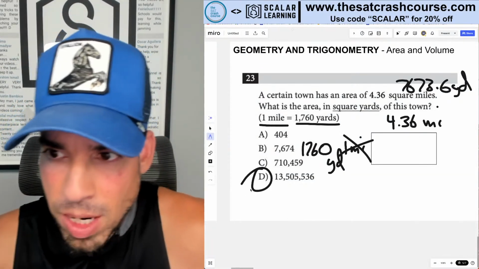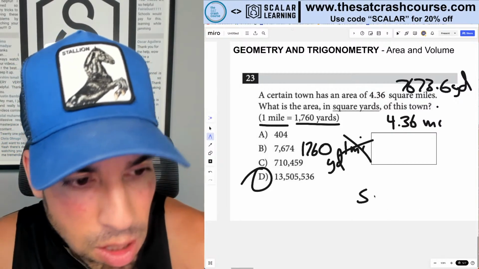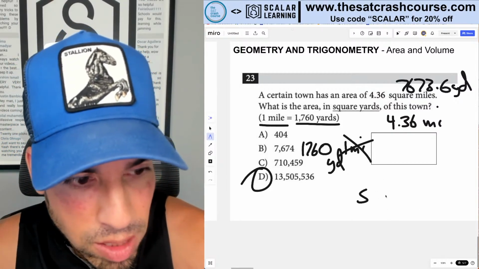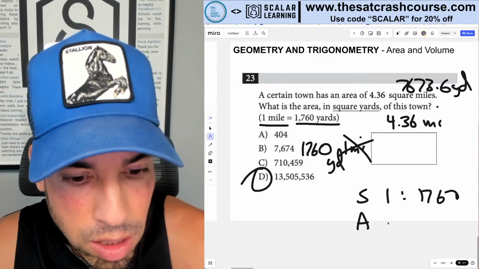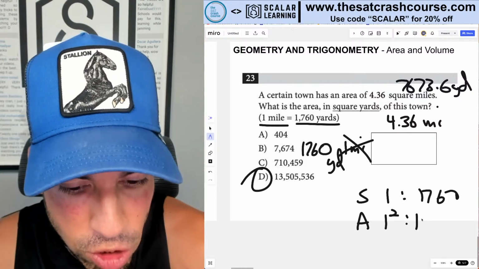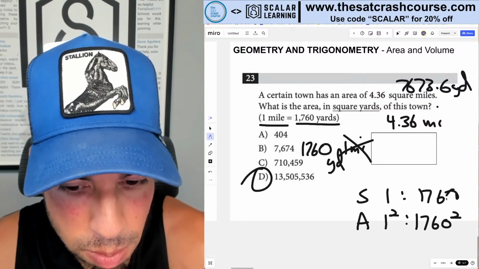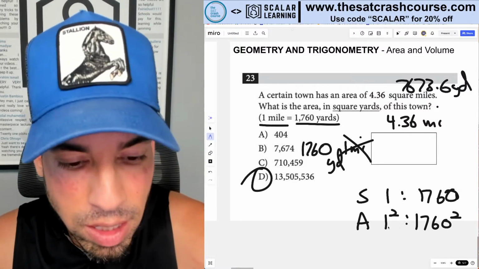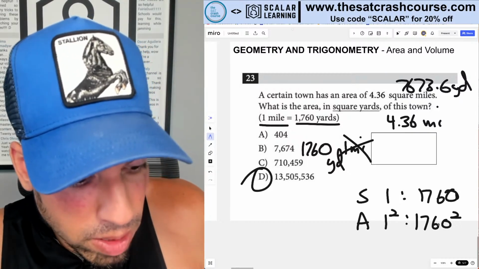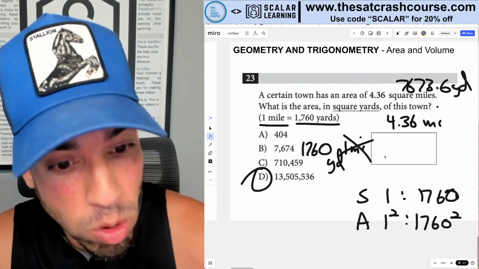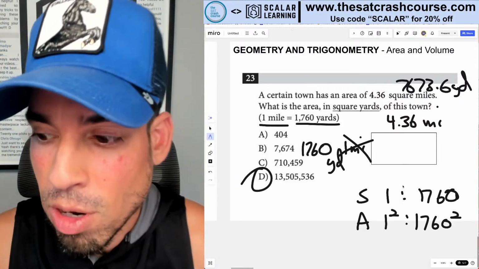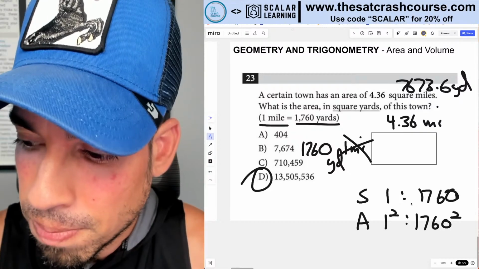So that's one way to think about it. The other way to think about it is if there's a relationship between the side lengths, which is 1 to 1760. For the areas, it's that same relationship, but squared. So we square both of those. Now you can see that to get the equivalent area in square yards, we have to multiply by 1760 squared. That's the shortcut, but if you're more comfortable with making the diagram, which I am, that's the way that I like to go. All right.